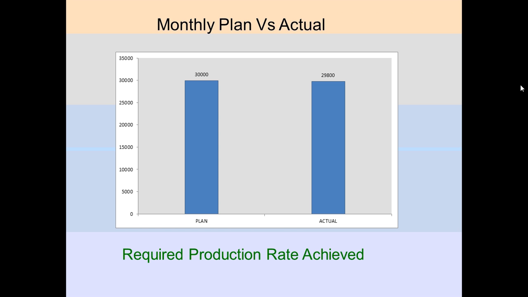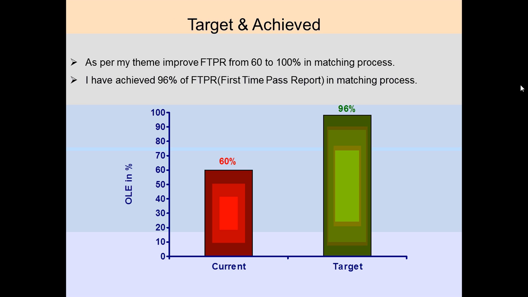So, monthly plan versus actual. Our monthly plan is 30,000, and before the improvement the actual was 29,800. So near about 1200 more we are going to achieve after improvement. So this is the required production rate achieved. Against our target, I have achieved 96 percent FTPR. FTPR is first time pass rate. So definitely if they are currently getting 60 percent, making it 96 percent is a huge benefit for us.